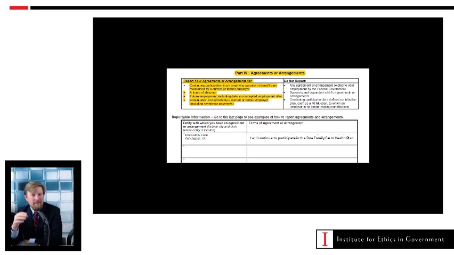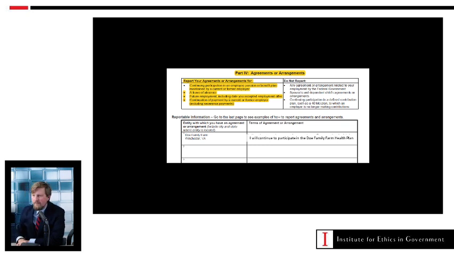Likewise, concurrent outside employment arrangements. If we have an agreement for future employment, we'd expect to see that here if someone's transitioning out of government, or if they're looking for concurrent employment and they have an arrangement. Those kinds of things we'd expect to see here. And again, we can reconcile this with other parts of the form.